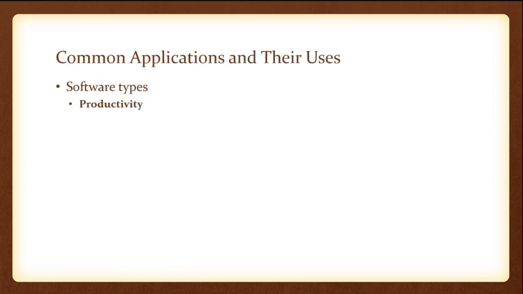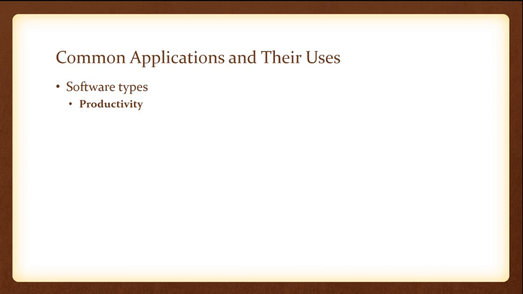Now we're going to go through some common applications and their uses. The first one I want to talk about is productivity. When we say software type, we're trying to identify what specific purpose the software is designed for. There are five different specific purposes of a software type. The first one is productivity. Productivity software or productivity apps are designed to help users do productive tasks. So we're going to go through some examples of that so you can identify what these are.